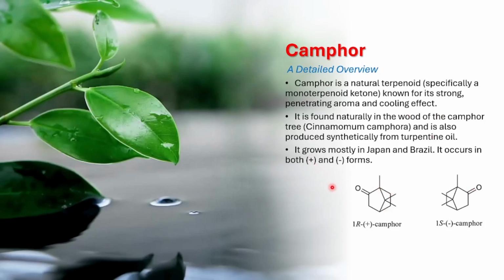It is found naturally in the wood of the camphor tree, Cinnamomum camphora. Here's the botanical name. It is also produced synthetically from turpentine oil. It grows mostly in Japan and Brazil. It occurs in both S and R form.